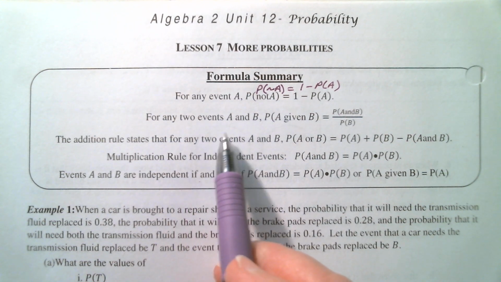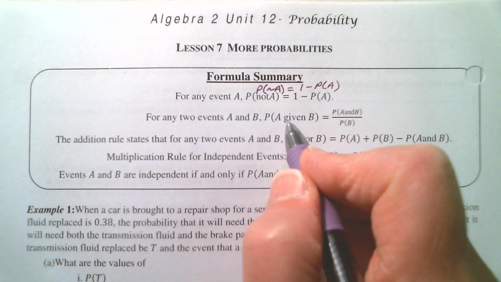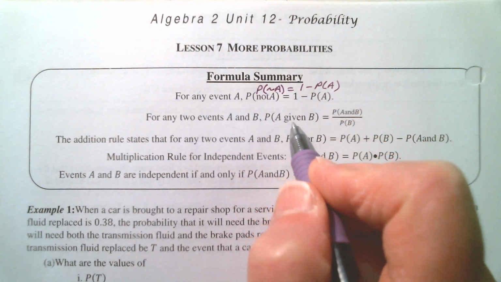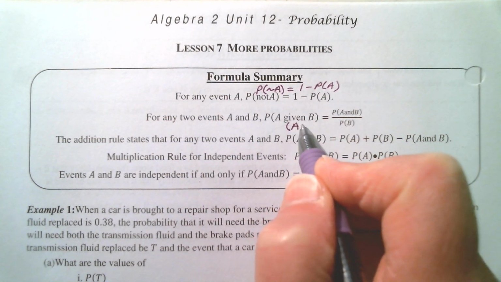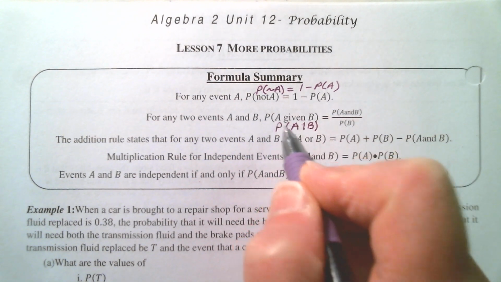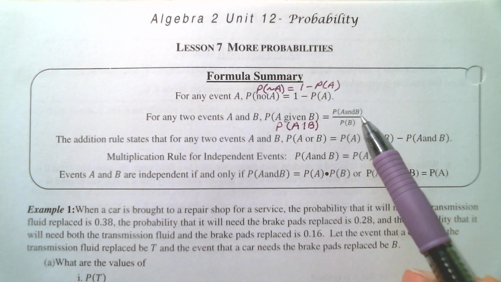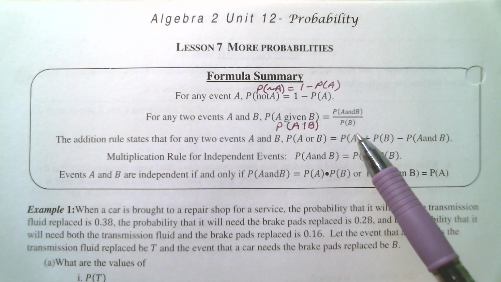For any two events A and B, the probability of A given B, remember our symbol for given, I'll just put it below here, it's that vertical segment. So the probability of A given B is equal to the probability of A and B divided by the probability of B.